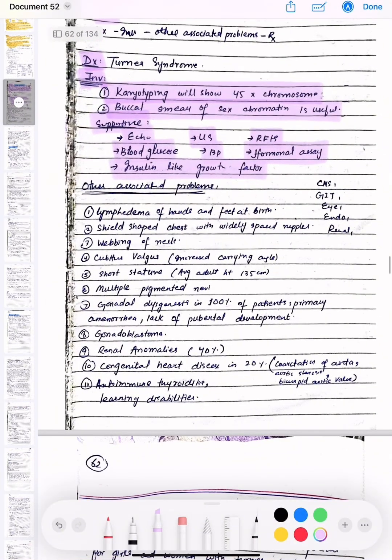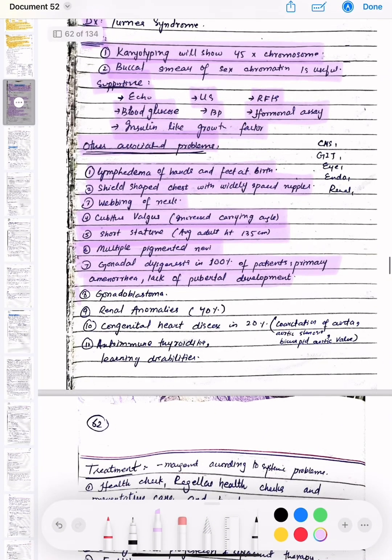The other associated problems with Turner syndrome are lymphedema of hands and feet at birth, then shield-shaped chest with widely spaced nipples, webbing of the neck, cubitus valgus, that is increased carrying angle, and short stature, with adult height of 135 centimeters. Multiple pigmented nevi, and gonadal dysgenesis in 100% of the patients, primary amenorrhea, and lack of pubertal development. Then gonadoblastoma, then renal anomalies in 40%, and congenital heart diseases in 20%, that is coarctation of the aorta, aortic stenosis, and bicuspid aortic valve.